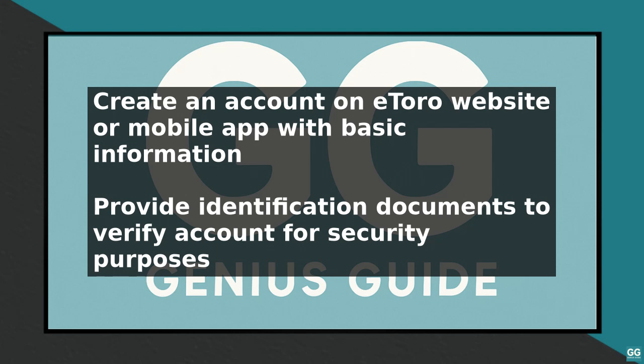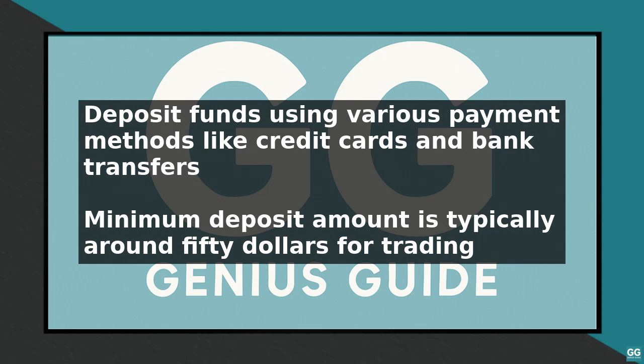First, navigate to the eToro website and click on the Sign Up button. You will be asked to provide some basic information such as your name and email address. You will also need to verify your account by providing identification documents. This is a standard procedure to ensure the security of your account.